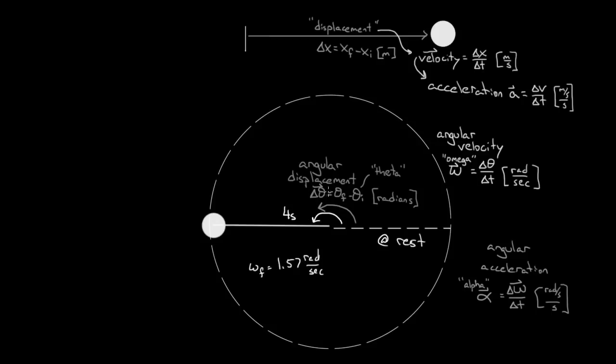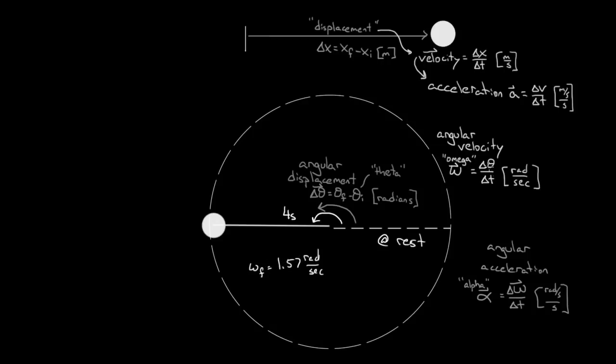What would the angular displacement be for this example? Well, if the ball started here and it made it over to here, the angular displacement would be pi radians, or 180 degrees. What would the angular velocity be? Well, it started at rest, so initially omega was 0 at this point here, and then finally it tells us what the final omega would be, 1.57.